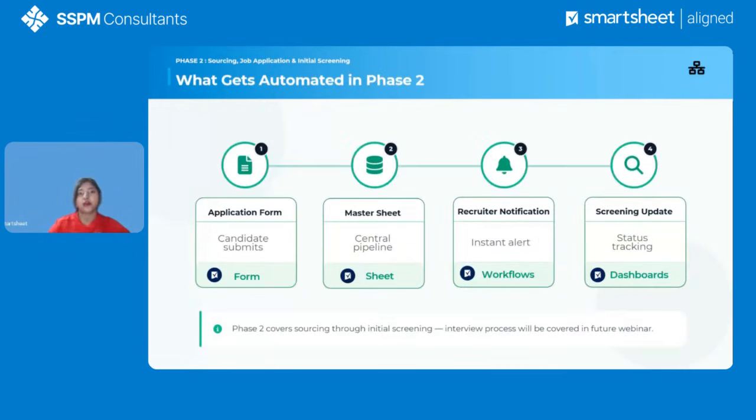But let's understand what gets automated in phase two. What are the automation elements? Behind the scenes, the forms capture the data in the sheet. The sheet centralizes the pipeline. Workflows trigger actions, like approvals and update requests. And then the dashboard shows the insight. Everything is connected. We have one system, one pipeline, and full visibility. Phase two eliminates manual data entry, follow-up emails, and status confusion, and replaces them with real-time visibility.